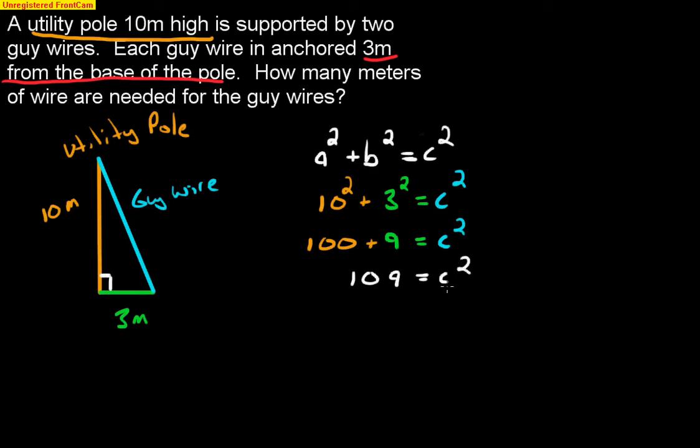Now to get the c by itself, it has that square, so that's where we use the square root, so we can cancel those two. We have to take the square root of this side also to keep the equation balanced. So we're left with just c over here. Because the square root of 109 is not a perfect square, it's going to come out as a decimal, so I'm going to go to the nearest tenth. If you put 109 in there and take the square root of it, you get about 10.44, and we're going to round that to 10.4, again to the nearest tenth.